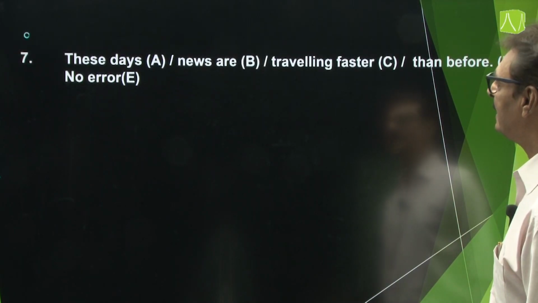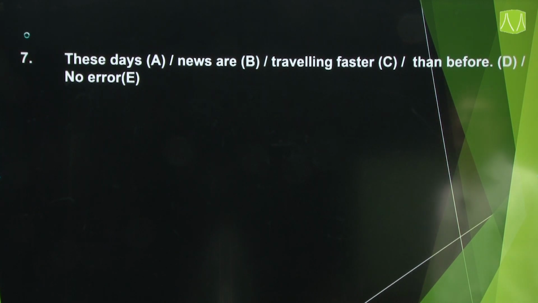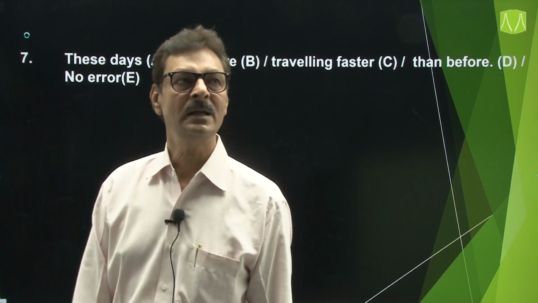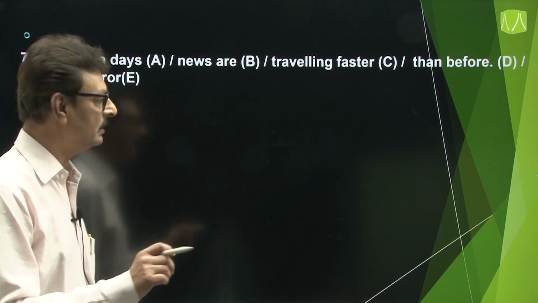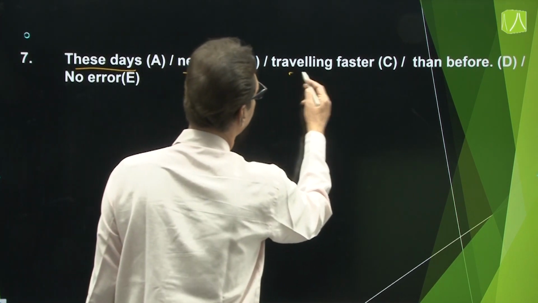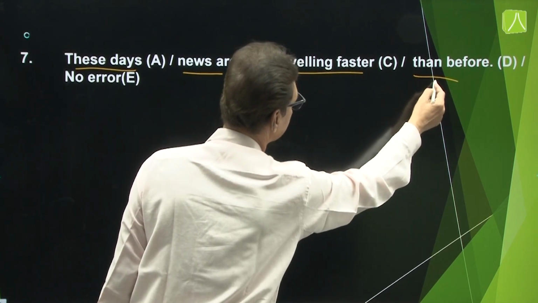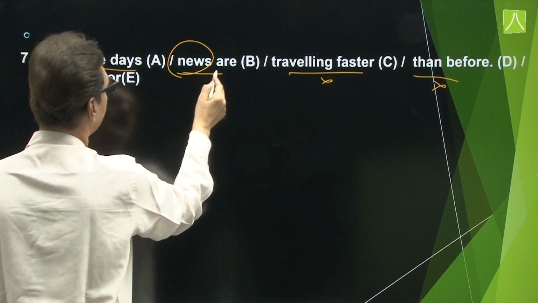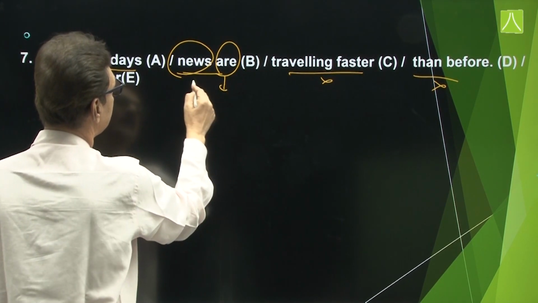Next example आ गया. These days news are traveling faster than before. Yes, कोई error नहीं होगी इस sentence के अंदर. है क्या कोई error? Can you identify any error? These days, no error in this. News are traveling faster than before. इसमें कोई error नहीं है. Traveling faster इसके अंदर कुछ नहीं है. News किसकी बात कर रहे हैं? News की. So this is the error over here.